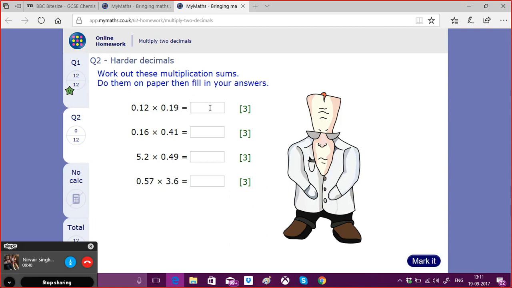Here you are seeing four questions of multiplication of two decimals. 0.12 times 0.19. Are you trying that in written? Yes. Great. That's why you are getting all the answers right. Zero point zero two two eight. Okay. Now try the next one. 0.16 times 0.41. Zero point zero six five six.